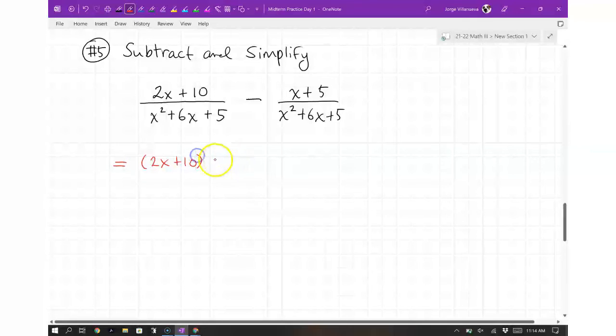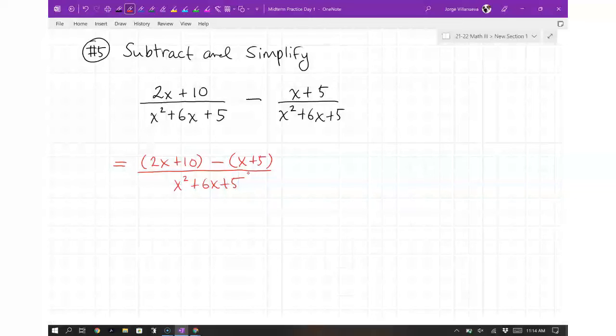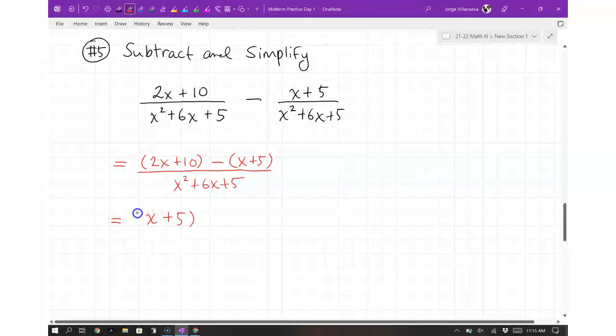2x plus 10 minus x plus 5 divided by x squared plus 6x plus 5. That's my first step. Now let's simplify the numerator, right? We're just going to subtract like terms. So 2x minus x is x. 10 minus 5 is 5. So if you get your answer and leave it like this, you're almost right.